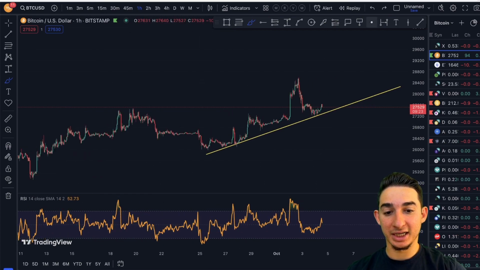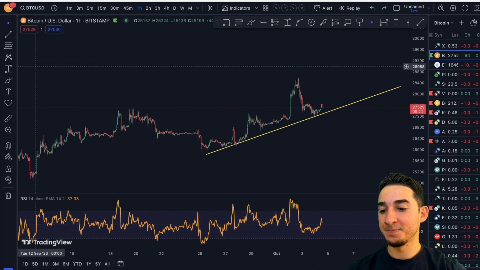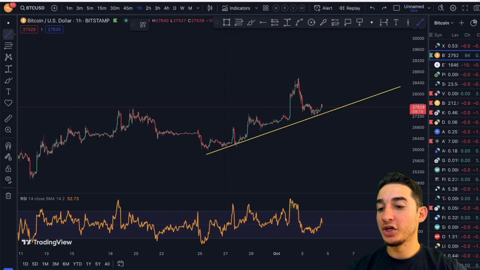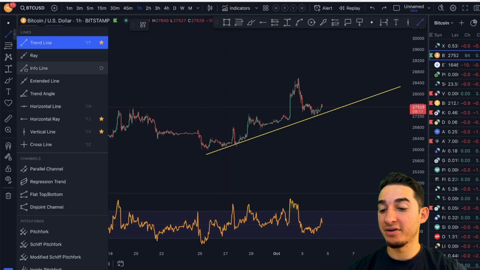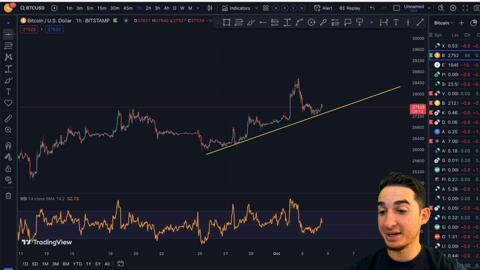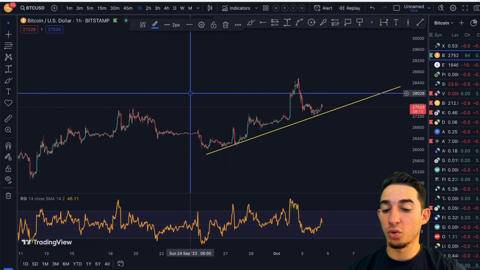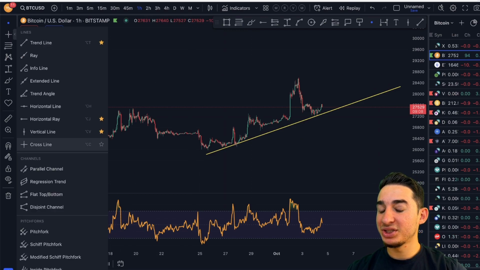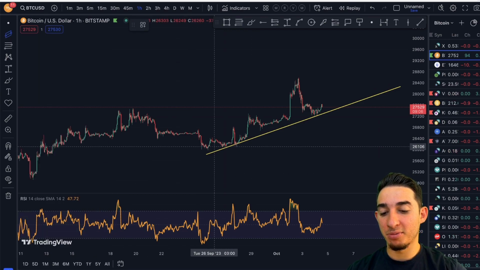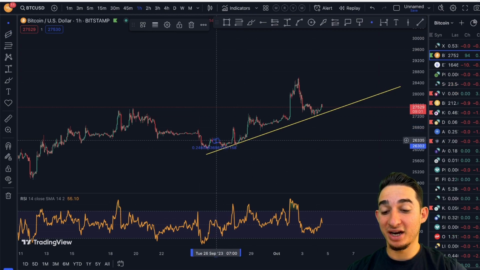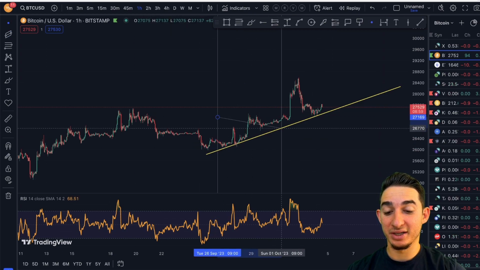I'm not going to teach you guys how to trade. I just want to teach you guys a little bit on how to use it. You got all the trend lines right here. So you got info ray, extended ray, trend angle, horizontal angle, something like that to make it straight. Vertical cross, which you don't really need. Most of these things you're not really gonna need. If you wanna make a parallel channel, some sort of channel, which I like to use a lot, you could go ahead and do it.